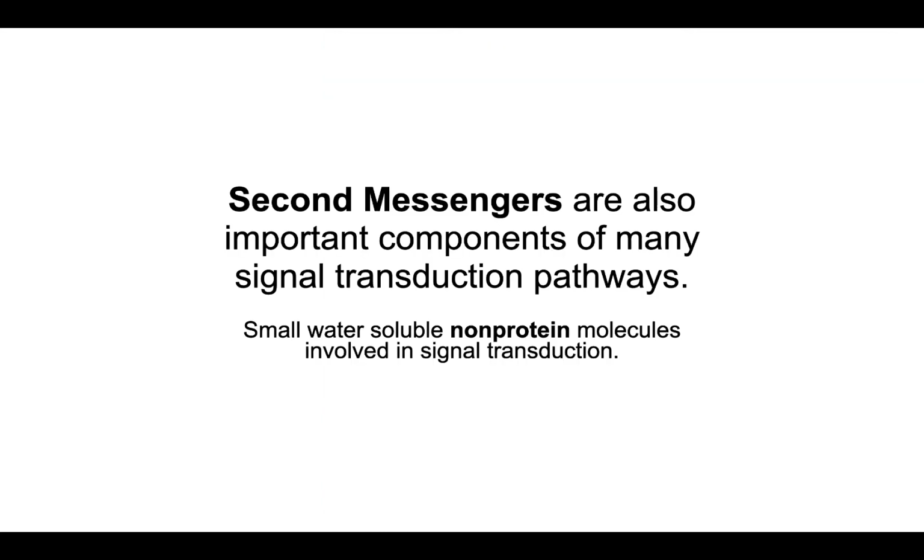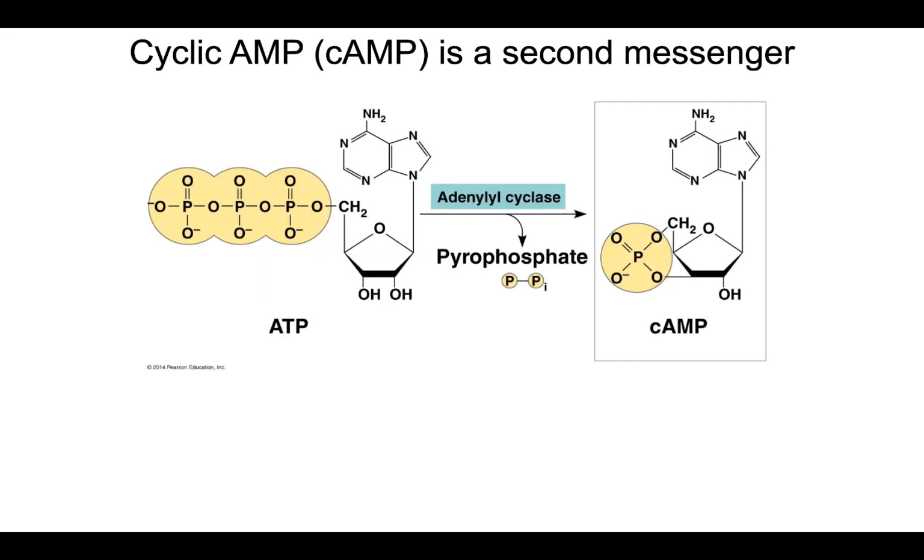In addition to phosphorylation cascades, another common feature of signal transduction pathways are second messengers. Second messengers are defined as small, water-soluble, non-protein molecules involved in signal transduction. And we're going to look at several of them. The first is called cyclic AMP, or sometimes abbreviated cAMP.